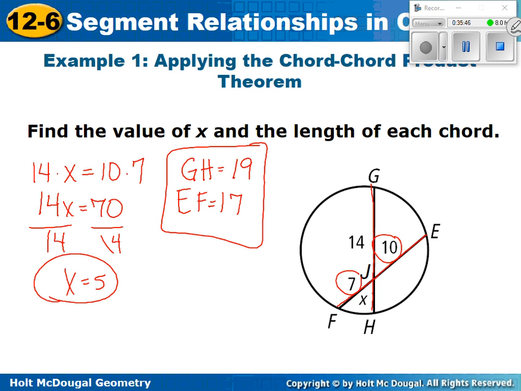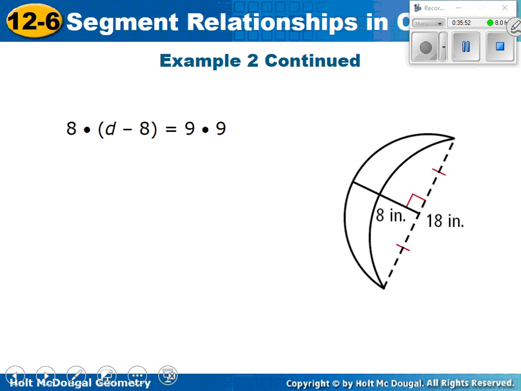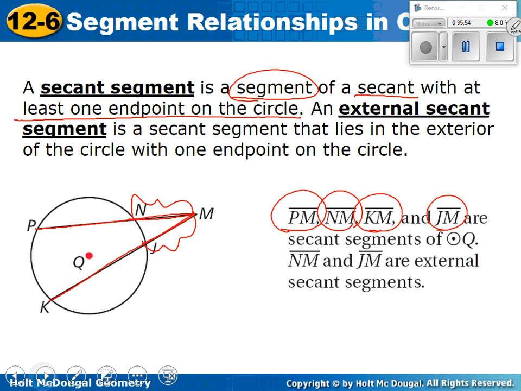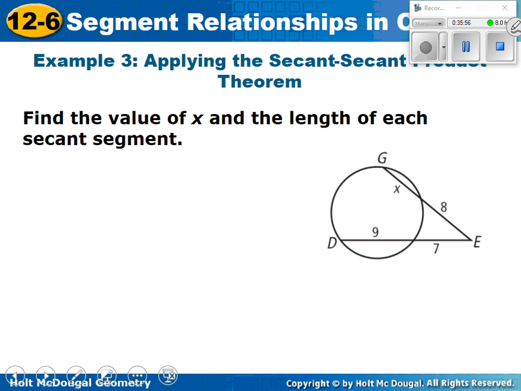Questions on the first example? Okay, go on to the next one. We're going to skip this one for a minute, come back to it. It's the hardest one. So go on to this one. Find the value of x and the length of each secant segment.